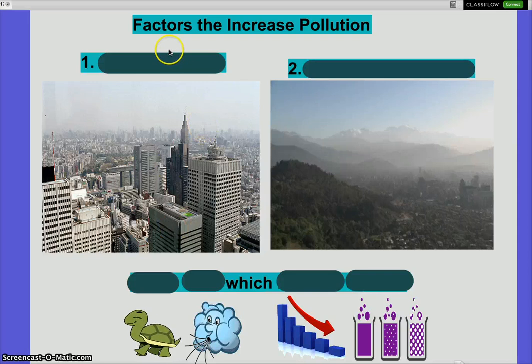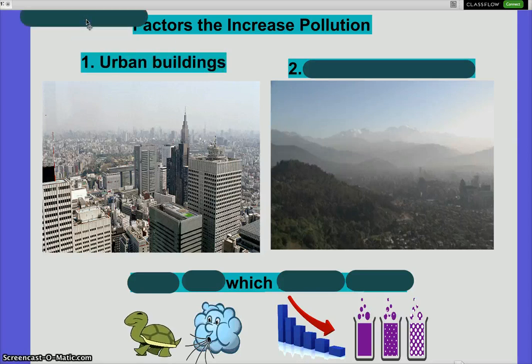So factors that increase pollution. Not just urbanization, but what about urbanization? What about it? I need a specific answer. So yes, urbanization, industry leads to the construction of, like, is there more pollution if you live out west or if you live out east? Why? More cities. More cities means more what? More buildings. Good, guys.